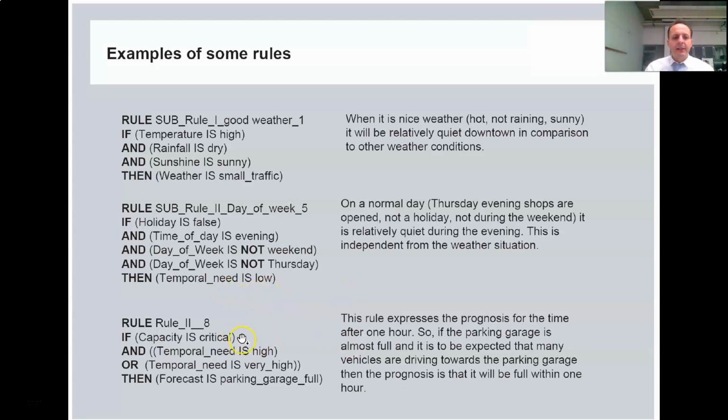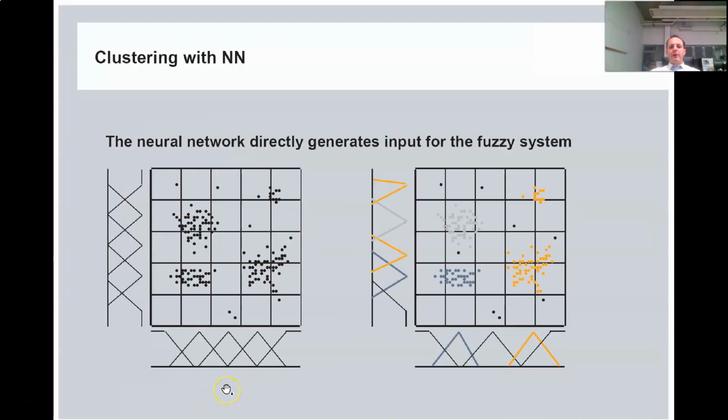Or another rule which expresses the prognosis for the time after 1 hour. So if the parking garage is almost full and it is expected that many vehicles are driving towards the parking garage, then the prognosis is that it will be full within 1 hour. So this is the rule. If the capacity is critical and the temporal need is high, or the temporal need is very high, then the forecast is that the garage will perhaps be full.